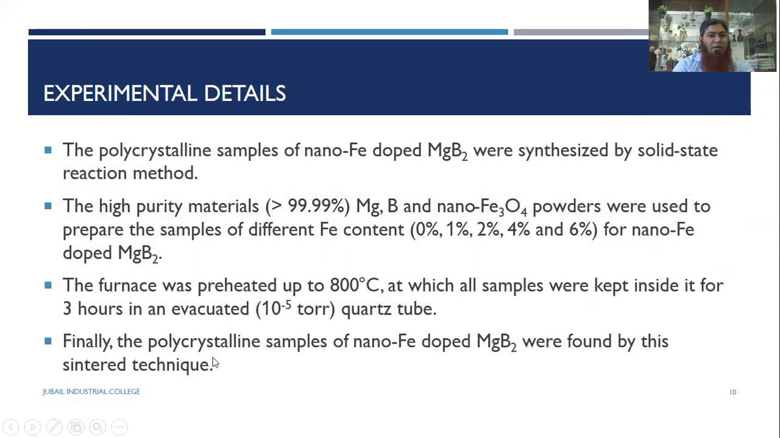These are some experimental details. The polycrystalline samples of nano iron doped MgB2 were synthesized using the solid state reaction method, with very high purity materials: magnesium, boron, and nano Fe. We prepared samples of different compositions: 0%, 1%, 2%, 4%, and 6% nano iron doped MgB2. The furnace was kept at 800 degrees centigrade for up to 3 hours in an evacuated quartz tube. Finally, we got the polycrystalline sample of nano iron doped MgB2 by this sintering technique.